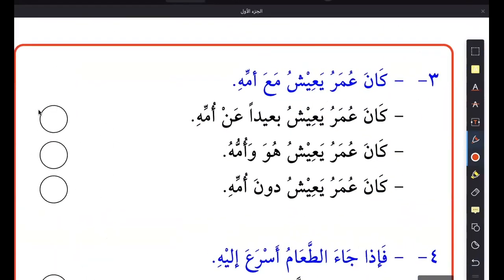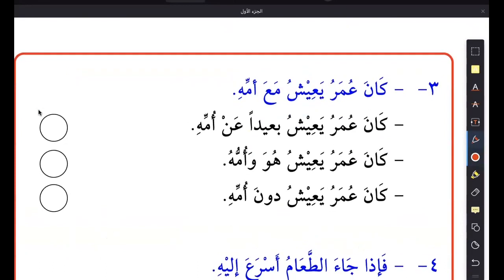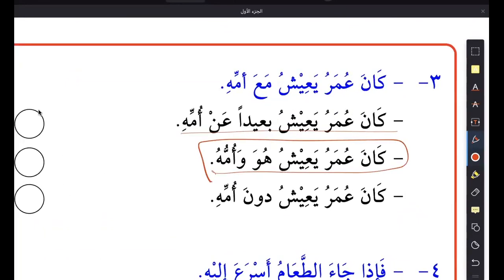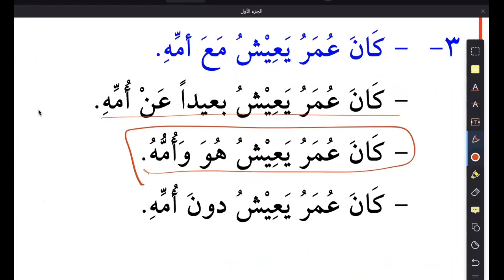Number 3 says كان عمر يعيش مع أمه. What about كان عمر يعيش بعيدا? No, that's not the meaning. كان عمر يعيش هو وأمه. Yes, this one will make sense. So what does it mean? It says كان عمر يعيش, he used to live هو. Huwa means what? He. So it's an emphasis that he used to live وأمه, and his mother. So this is saying that he and his mother used to live. Okay, so that's what this ma means here. Meaning they used to live together.